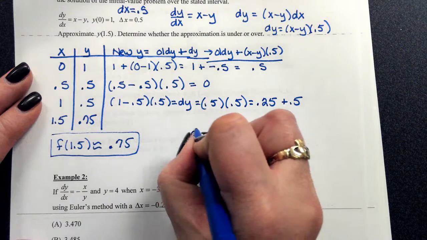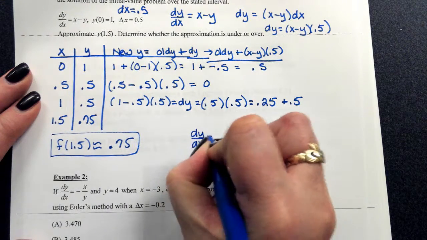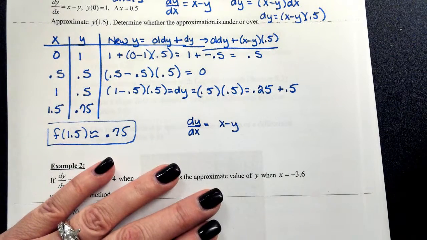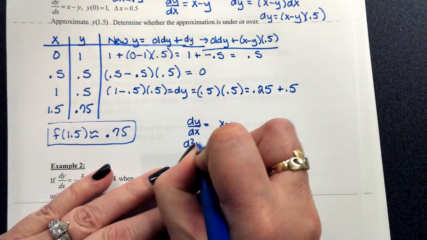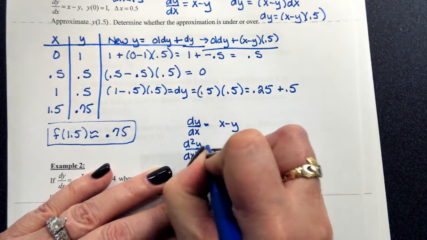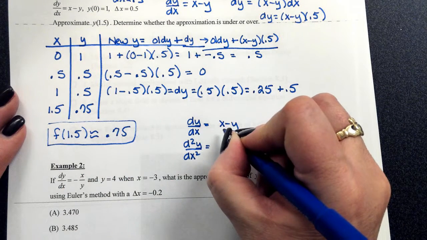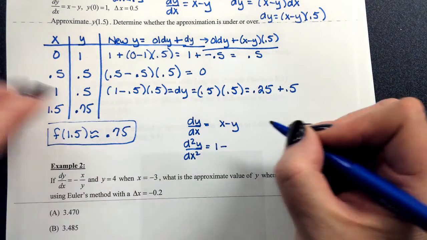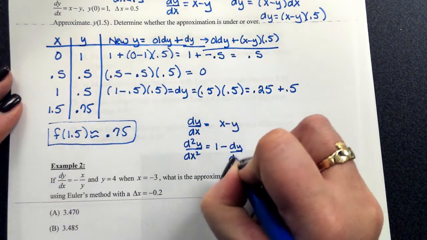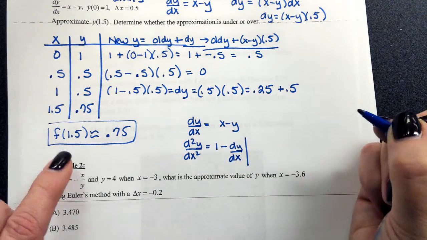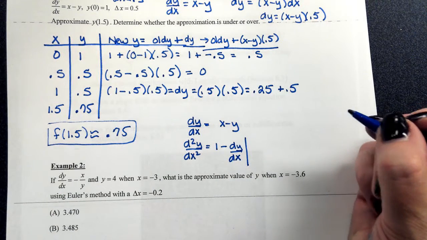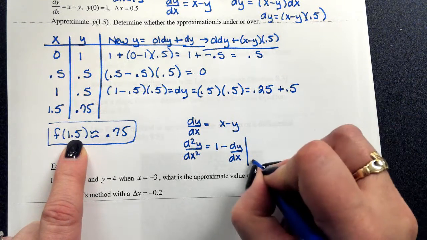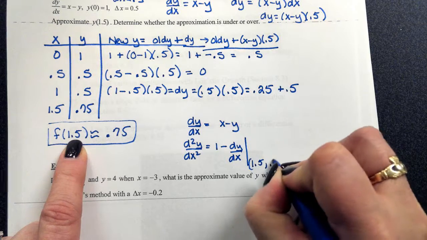So we have my dy/dx is equal to x minus y. What we need to do is calculate the second derivative. So the derivative of x is what? 1. Minus the derivative of y, using implicit differentiation, is dy/dx. And again, we need to evaluate this approximation, so I want to evaluate this derivative at 1.5, comma 0.75.